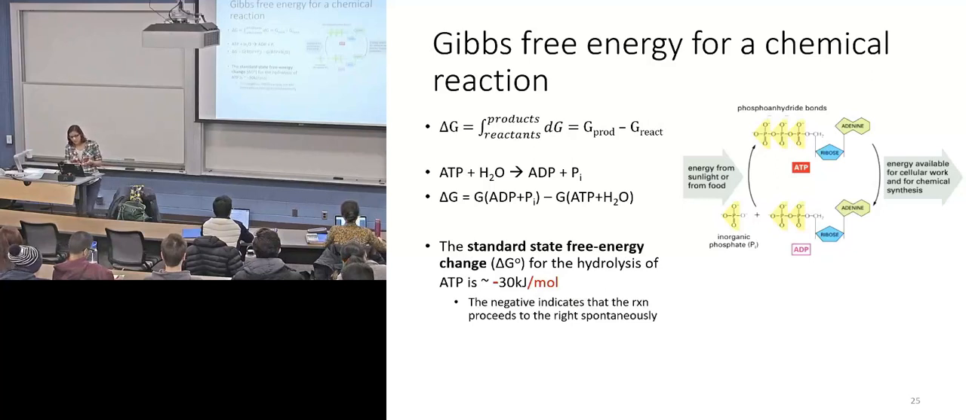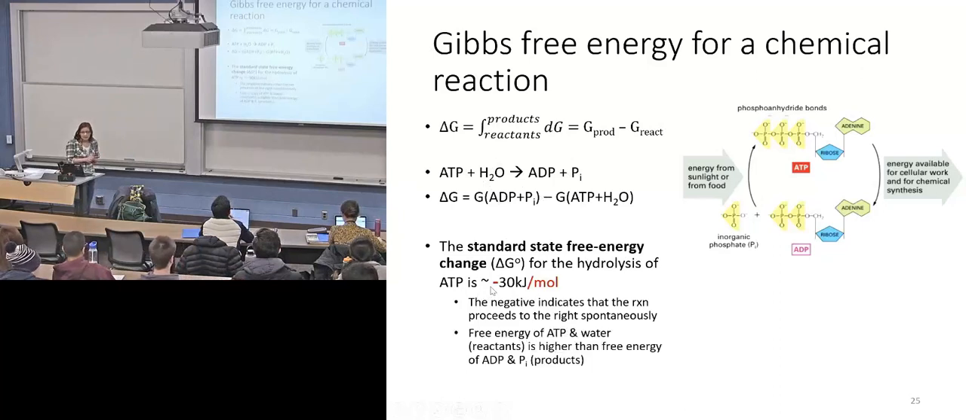The negative sign indicates the reaction proceeds to the right spontaneously, okay? So this direction is the spontaneous direction. And if I flip this arrow, or I want to flip these two so that I'm still reading it to the right, the sign of this is going to flip, okay? This becomes a positive. This means that free energy of ATP in water, the reactants, okay, are obviously higher than ADP and the phosphate ion, the products, to make sure that products minus reactants becomes a negative value.